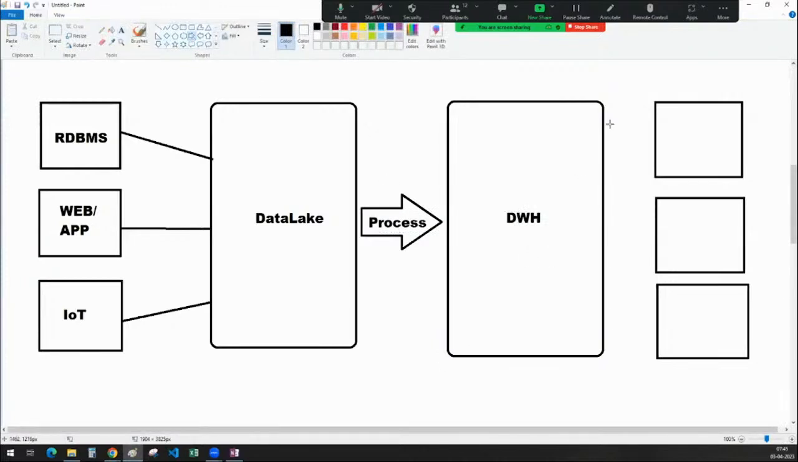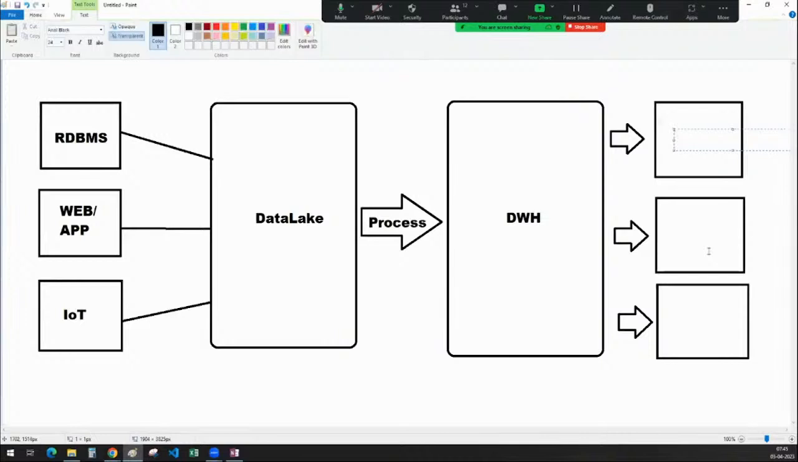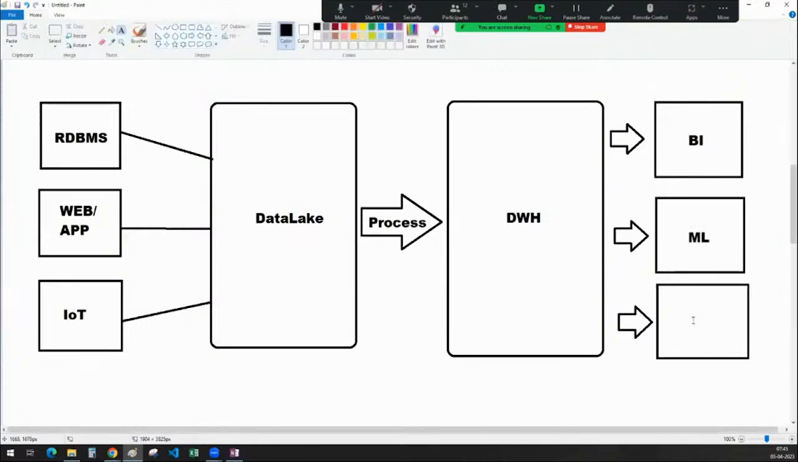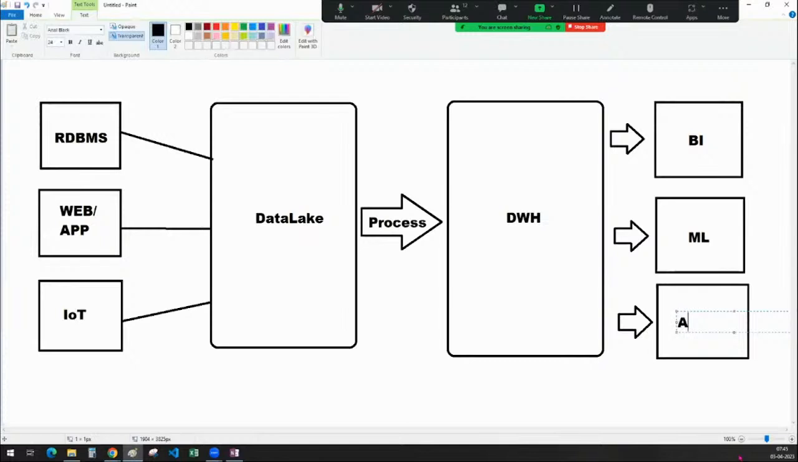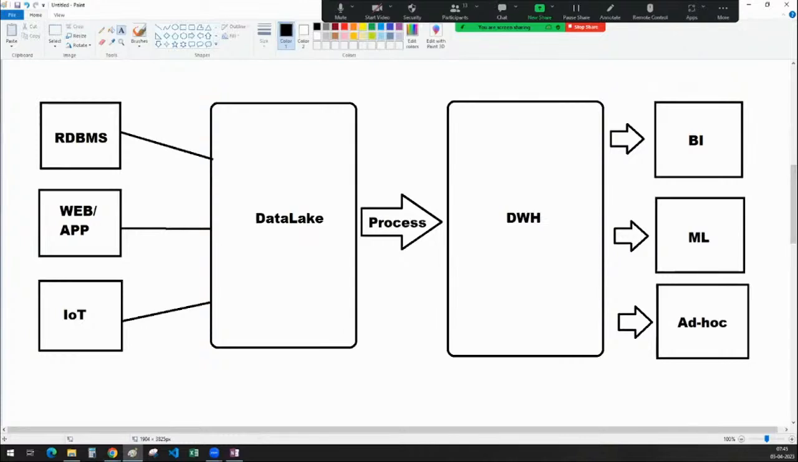Finally, as per the business requirements, it will be creating ML models. There will be dashboard requirements. There will be ad hoc requirements. So based on the BA requirements, or ML, or some ad hoc requirement. So this is how it will be, guys. This is a typical architecture of a data world, guys.